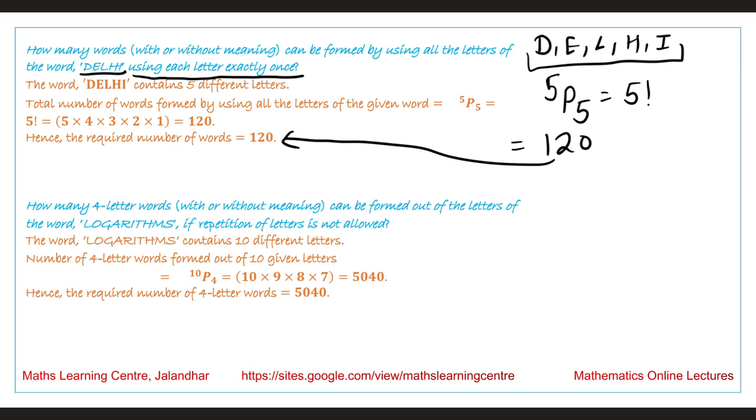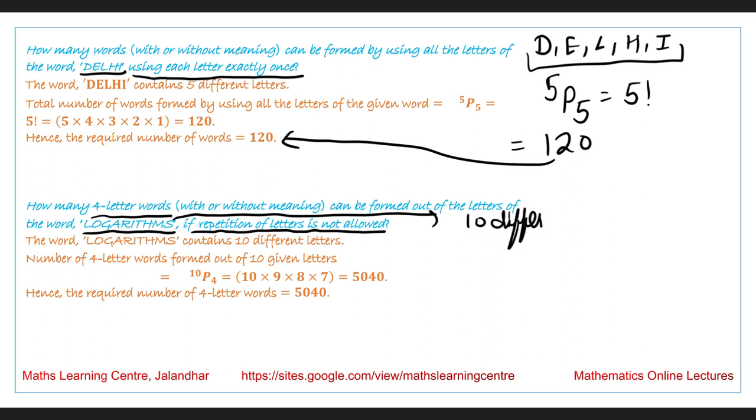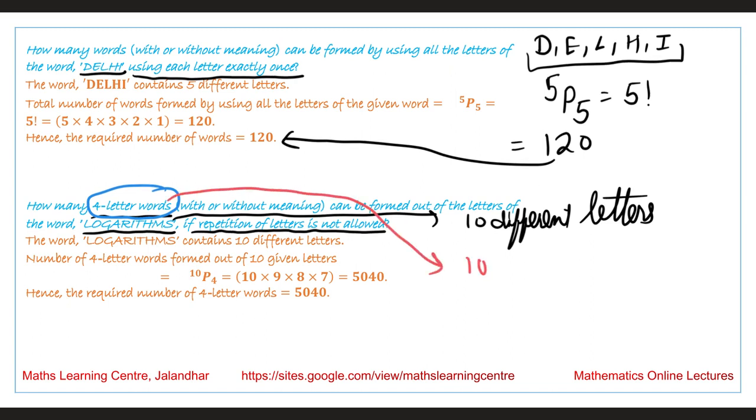Next is, how many 4-letter words with or without meaning can be formed from the word LOGARITHMS if repetition of letters is not allowed? The total number of letters in this word is 10 different letters. Now we have to make 4-letter words, so we have to choose 4 letters out of these 10 letters.